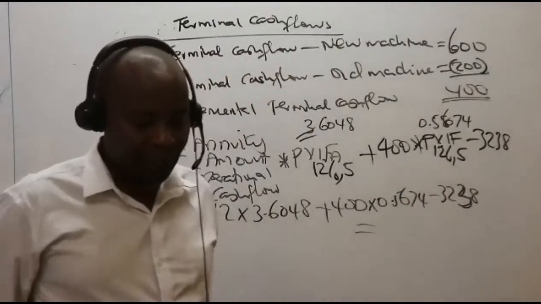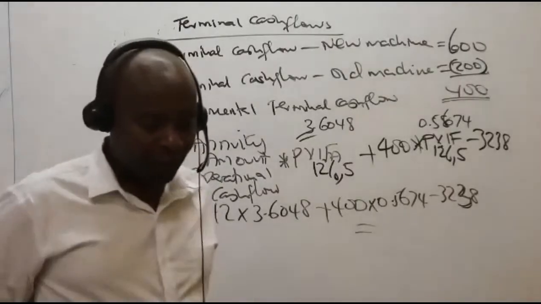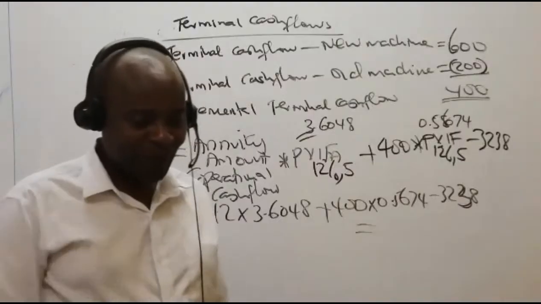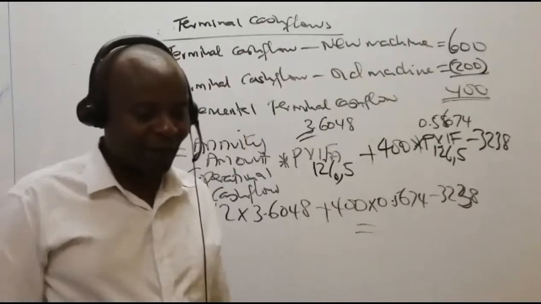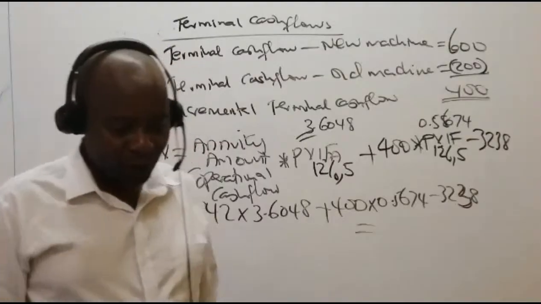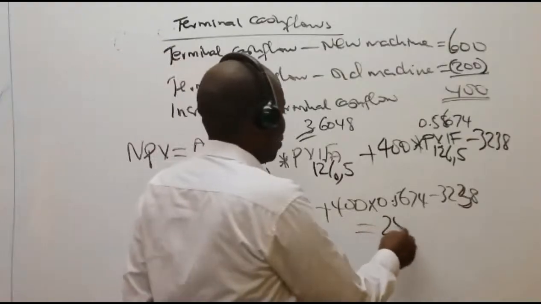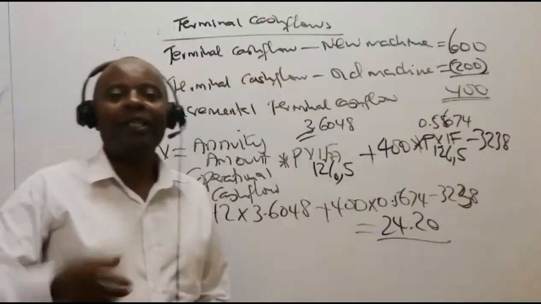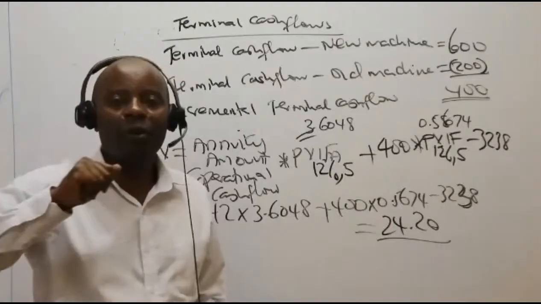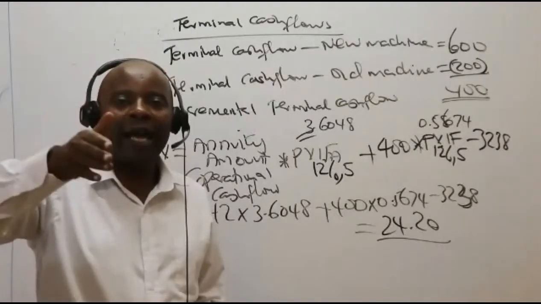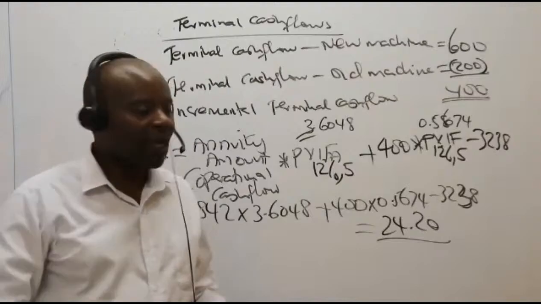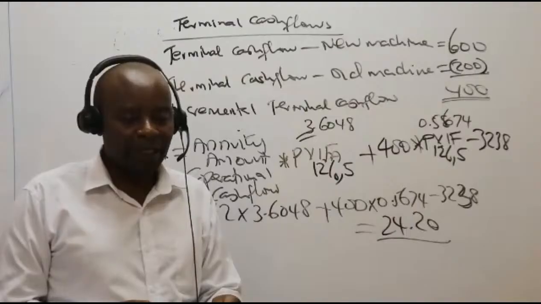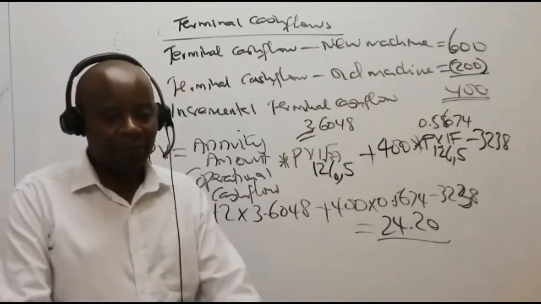Who is able to give us that net present value? I can see from Olivia, the net present value is 24.20. However small, so long as it is positive, then the decision to replace is viable. So we're advising these people to go ahead and replace, because replacement has a positive net present value.